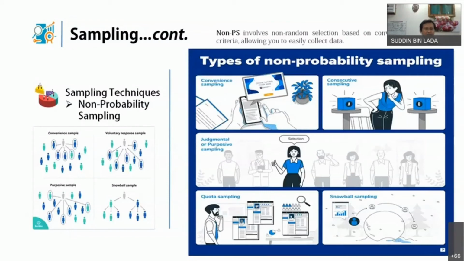Non-probability sampling involves selection based on convenience or other criteria, allowing you to easily collect data. Convenience sampling, for instance. Suka hati kita nak ambil mana-mana. Okay?